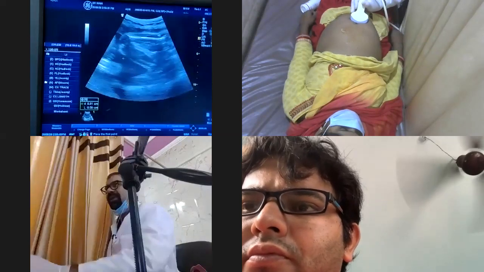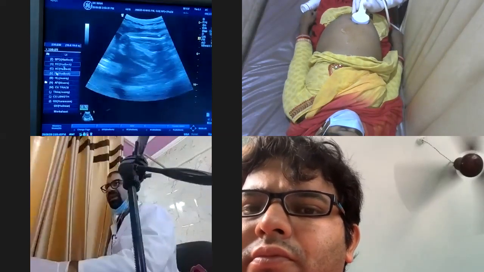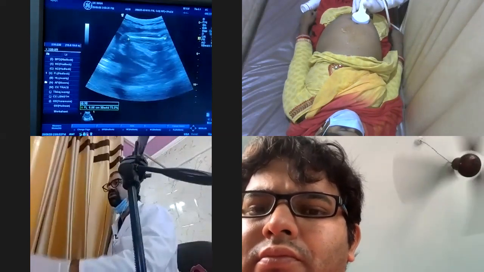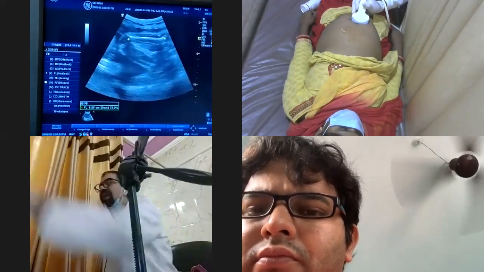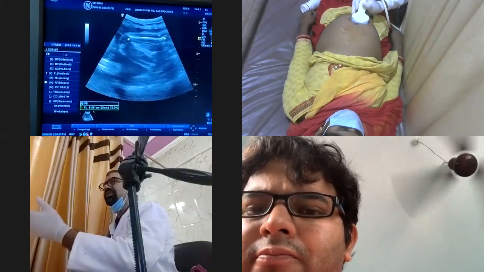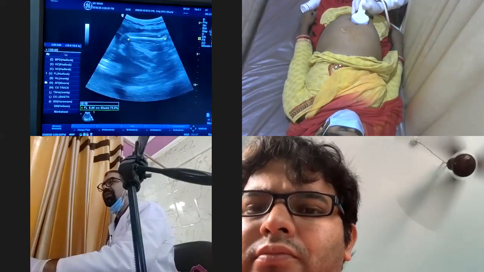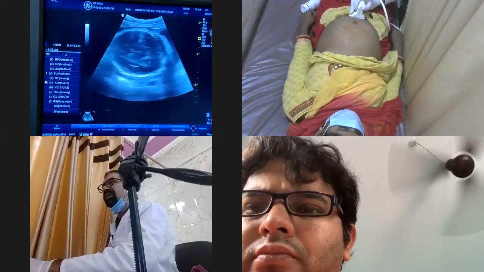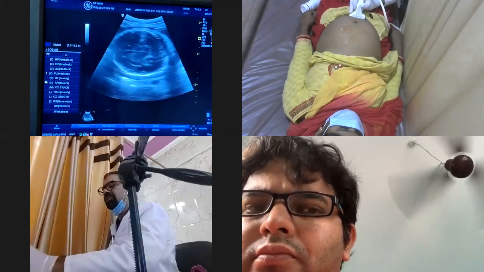So then we are measuring the femoral length like this. So this is 30 weeks and 4 days. As per LMP, she is 29 weeks and 2 days. So this is again corresponding. Now let us see if this BPD is also corresponding.